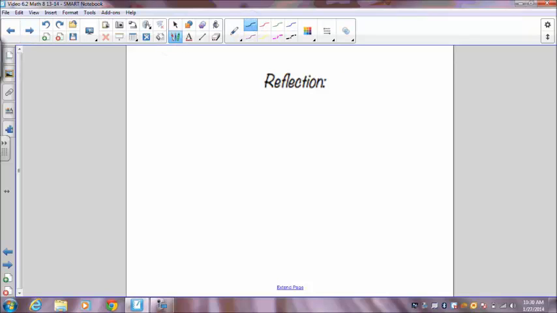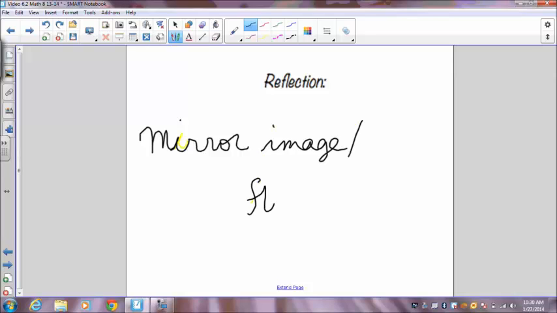So when you think of the word reflection, you should think of looking at yourself in the mirror. So what I'm going to do is I'm just going to write down that a reflection is plain and simply just a mirror image. Okay. Another word for a reflection is just a flip, because all you're doing is you're taking something and you're flipping it on the other side of a line.